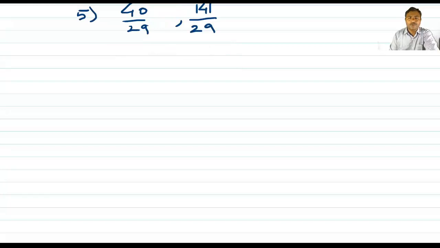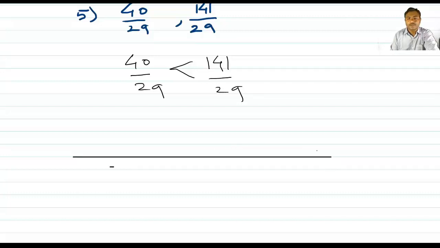Next, 40 upon 29 and 141 upon 29. Here, 29 is the denominator of both rational numbers. Therefore, the greater the numerator, the greater the number. Therefore, 40 upon 29 is less than 141 upon 29. On the number line, here is 0, here is 40 upon 29 and approximately 141 upon 29. Therefore, we know that if we go from the left side to the right side on the number line, the number is bigger. Therefore, 40 upon 29 is less than 141 upon 29.